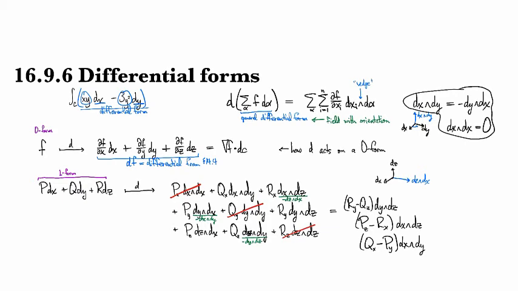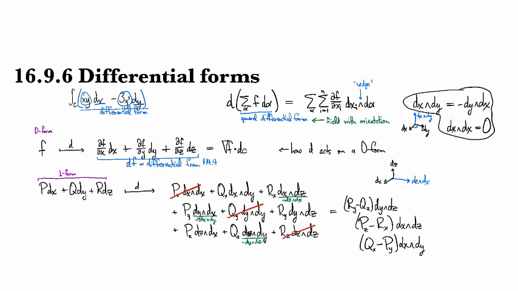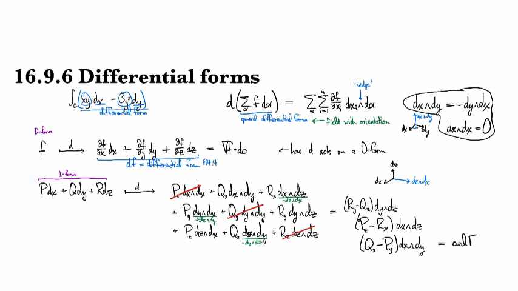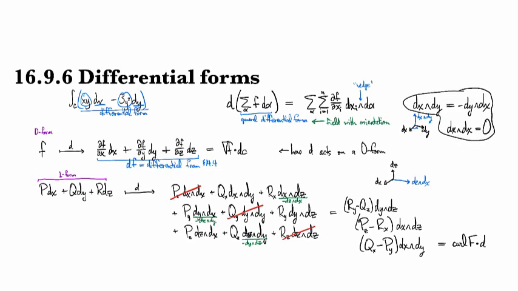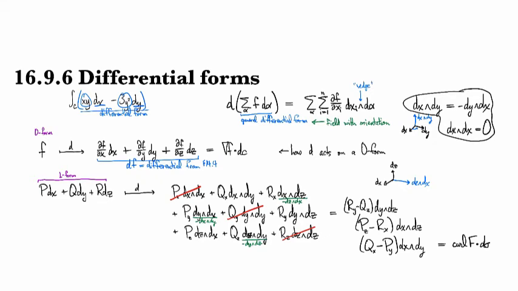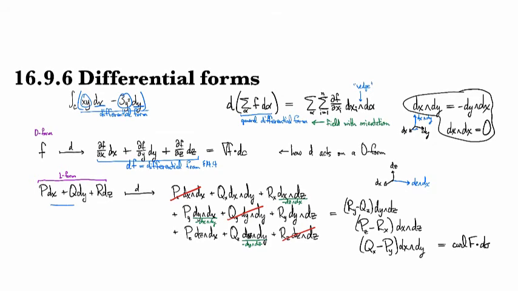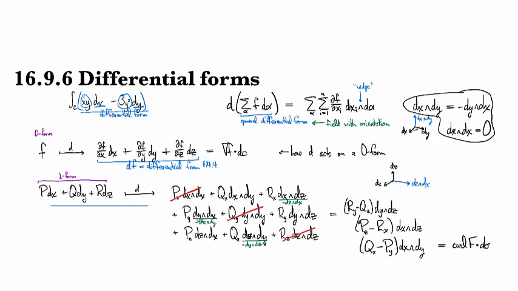Okay, and stare at that for a moment and you realize, oh, look at that. That's actually the curl of a vector field dotted with d sigma. So the way that the differential form acts on a vector field is it takes it to the curl.